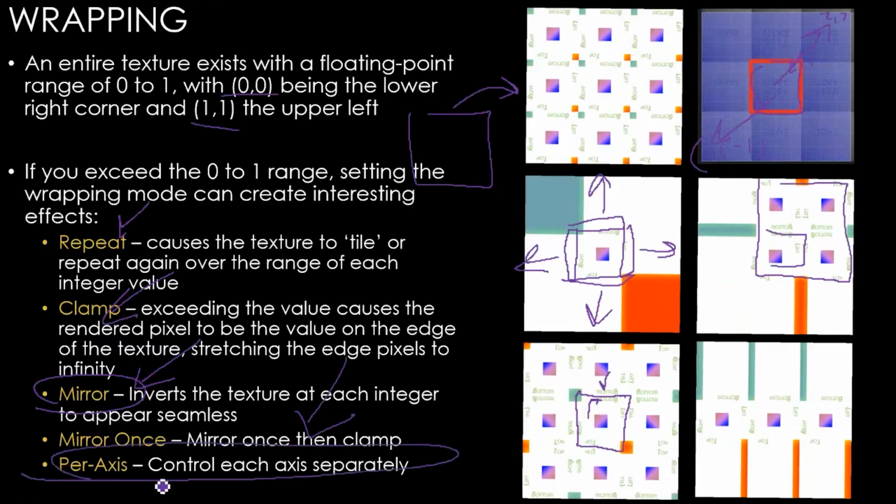And then finally, you have per axis. And what that means is you can specify a wrap mode for one axis and then a different wrap mode for the other axis. So here we have clamp on the vertical, and then on the horizontal, we simply have a tile.